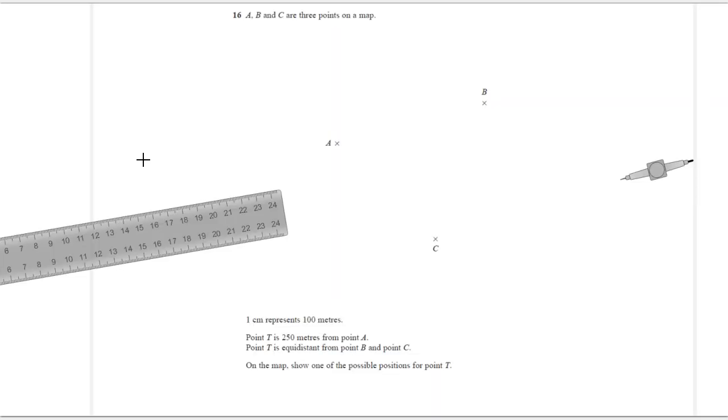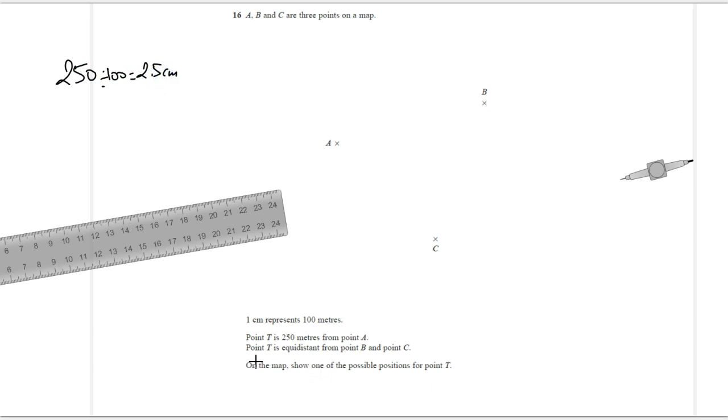Right, question number 16 is a question on loci. So we've got 3 points A, B, C on a map, and we have a scale: 1 centimeter represents 100 meters. So 250 meters will be represented by 2.5 centimeters. You divide by 100 to get 2.5 centimeters on our map.